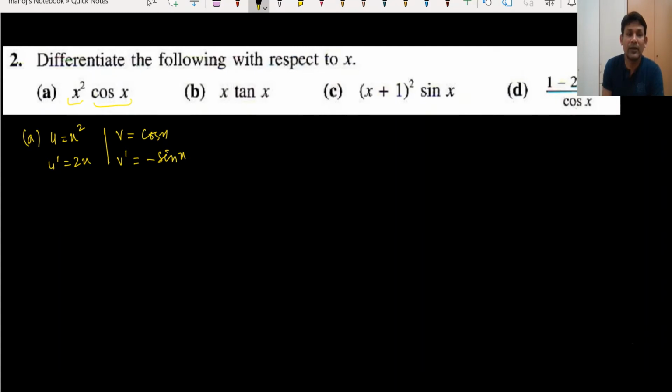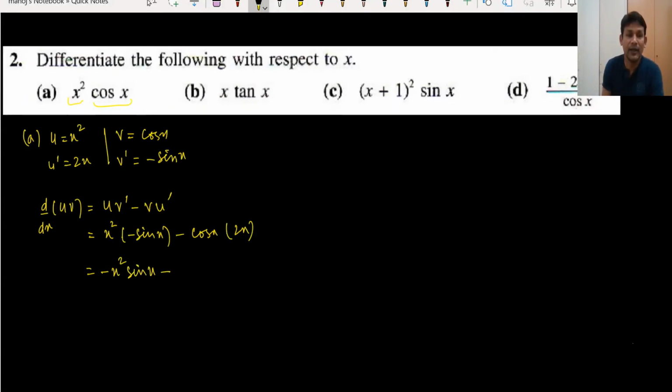So what's the formula when we differentiate d upon dx of uv? We write u v prime plus v u prime. So u is x squared and v prime is minus sin x, plus v is cos x, and u prime is 2x. Now we just need to simplify, it is coming minus x squared sin x and plus 2x cos x.